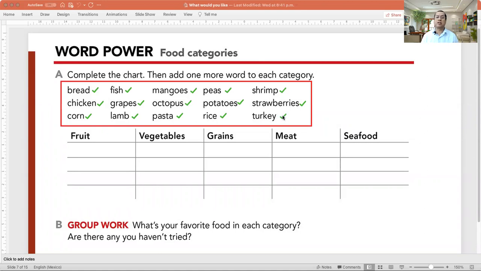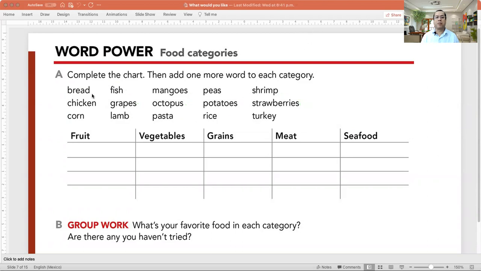So like I told you, we need to put these words under the correct category. So let's do that with me. Let's get started with the first one, bread. Okay, bread comes from grains, so I think we need to put bread under this category. The next one, chicken. Chicken is some kind of meat, so we're gonna put this right here, meat.